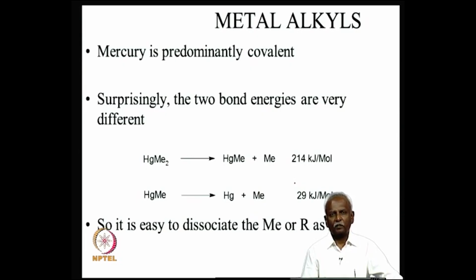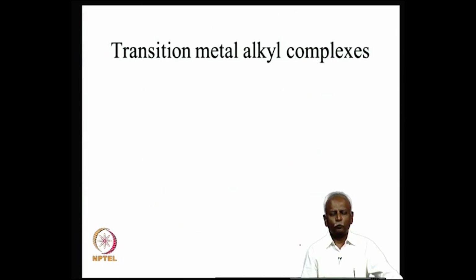whereas in the case of mercury the species is more or less covalent, and what is more surprising is the fact that they have a very large energy difference between the methyl mercury bond. In the first dissociation, it costs about 214 kilojoules per mole, whereas the second bond is only costing about 29 kilojoules per mole when you decompose the GME. Okay, let me now proceed to transition metal alkyl compounds.